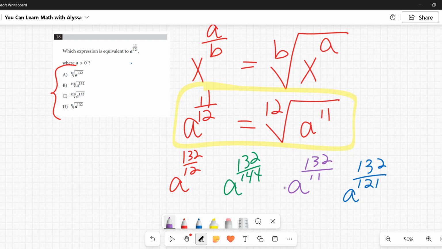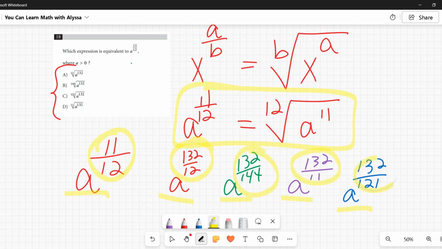Which of these could possibly be equal to a to the power of 11 twelfths? Really what I'm saying is, which of these fractions is equal to 11 twelfths? The base is not changing. It's a in all of those, so that's not going to change. I just need to know which of these 4 fractions is equivalent to 11 twelfths. Well, let's look at it.